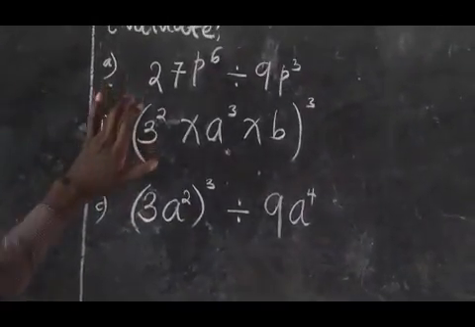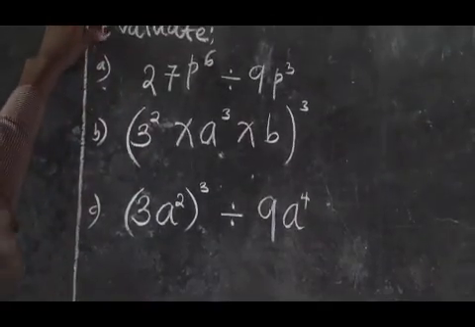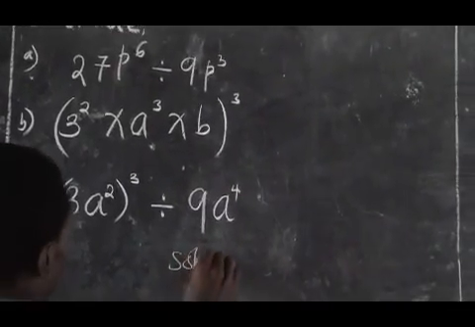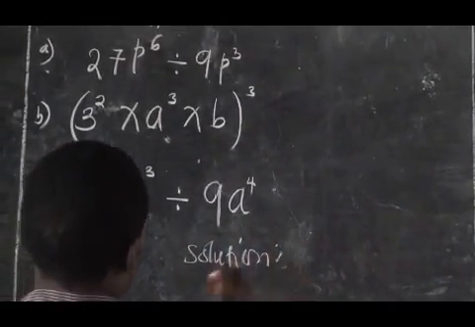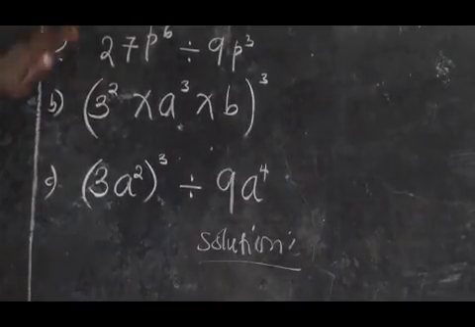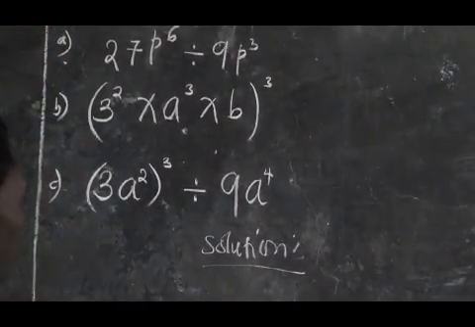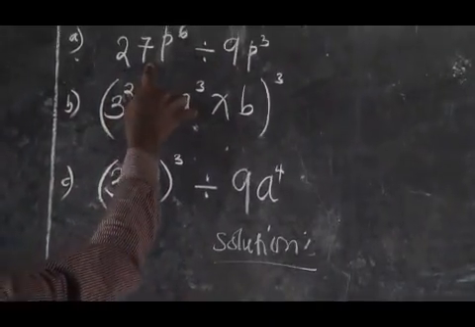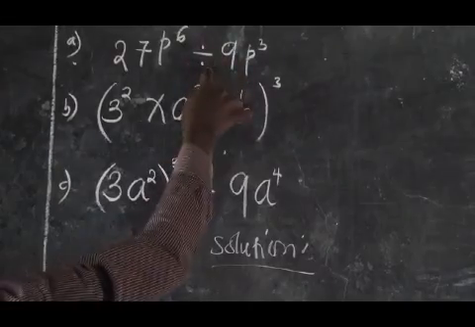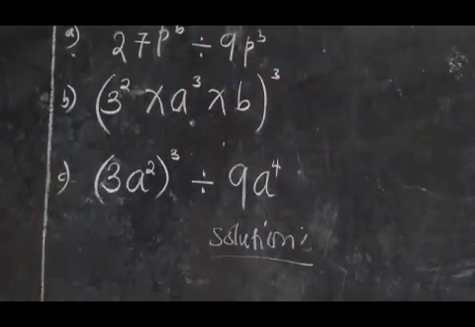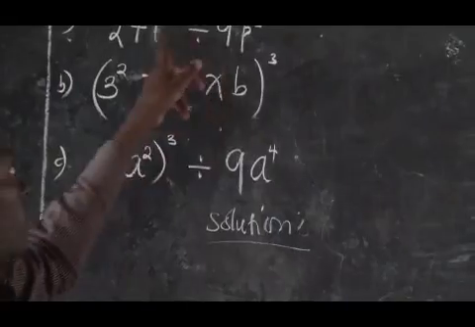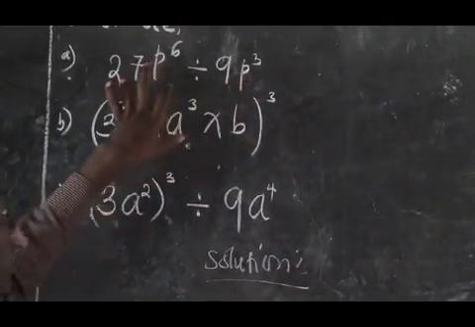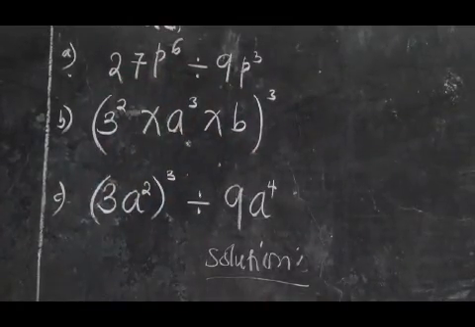Now here, you're going to focus, if they are telling us to evaluate this one, how are we going to evaluate? In our solution, I think I'm going to try out part A and B, and part 3 I'm going to leave with you for your revision. Now here, they're giving us 27p^6 divided by 9p^3. I've told you that if they bring numbers within indices and powers, it means that we are going to treat these ones as indices also.